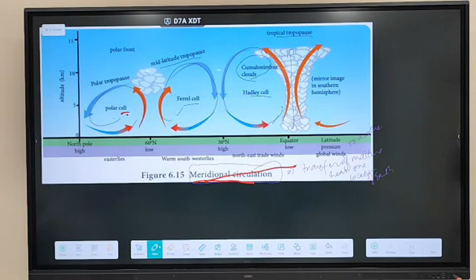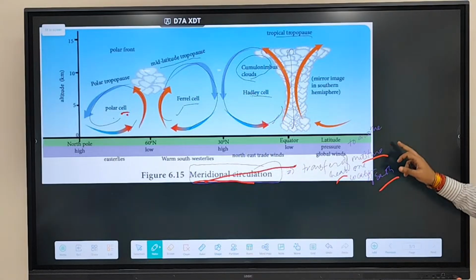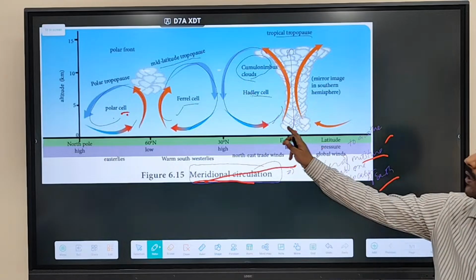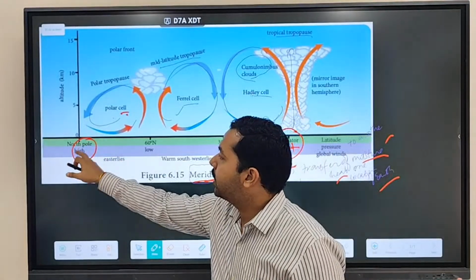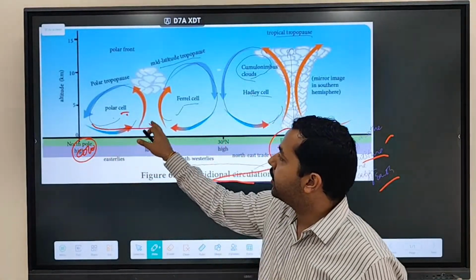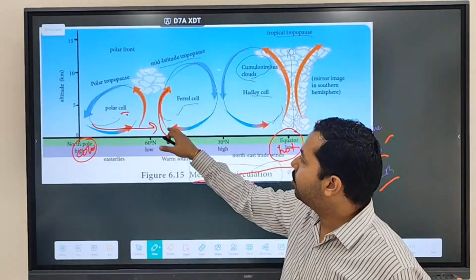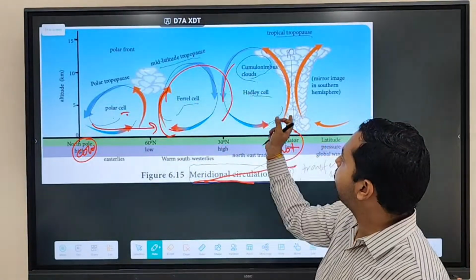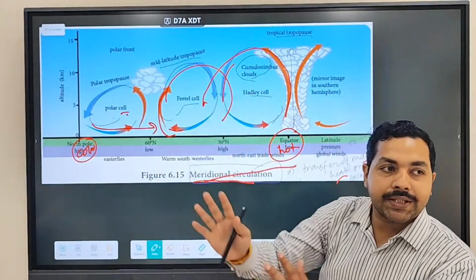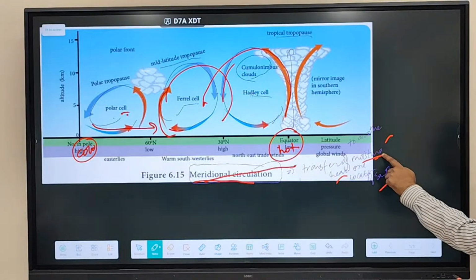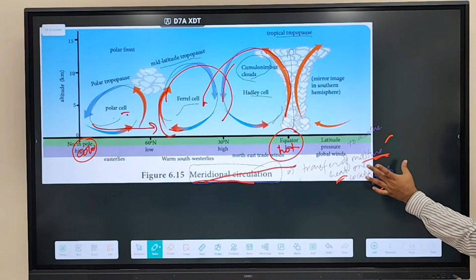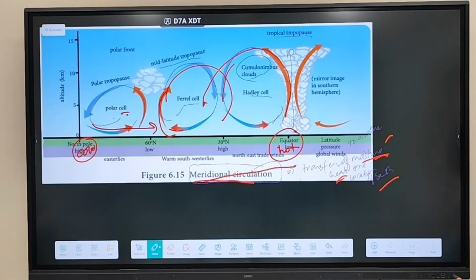Fine. So what is the importance of meridional circulation? They are helping in transfer of moisture and heat from one location of Earth to another location. You know that the equator region receives more sunlight, so hot condition. Here, colder condition. So colder winds come over here, and from here the hot winds go over there. Mixing of wind happens from one location to another, and this results in exchange of moisture and heat from one location of Earth to another.